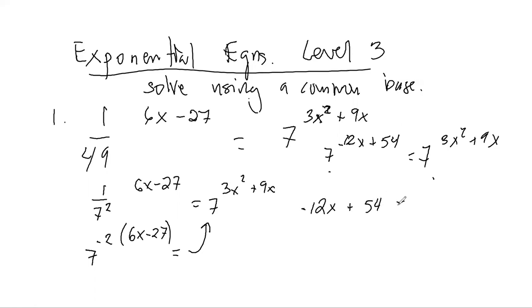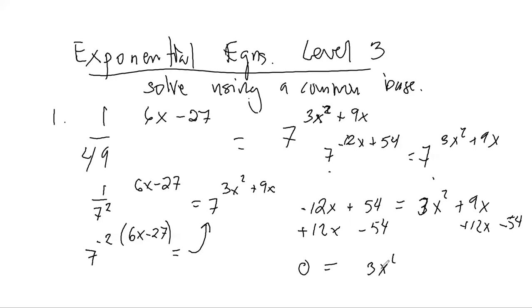I checked the problems on the worksheet, and I'm pretty positive, oops, that's a 3x squared plus 9x. Pretty sure that all of them are the factorable kind. Anyway, let's get everything on one side. So I'm going to add 12x, subtract 54, add 12x, subtract 54. And now I've got 0 is equal to 3x squared plus 21x minus 54. And at that point, I'm running out of room.